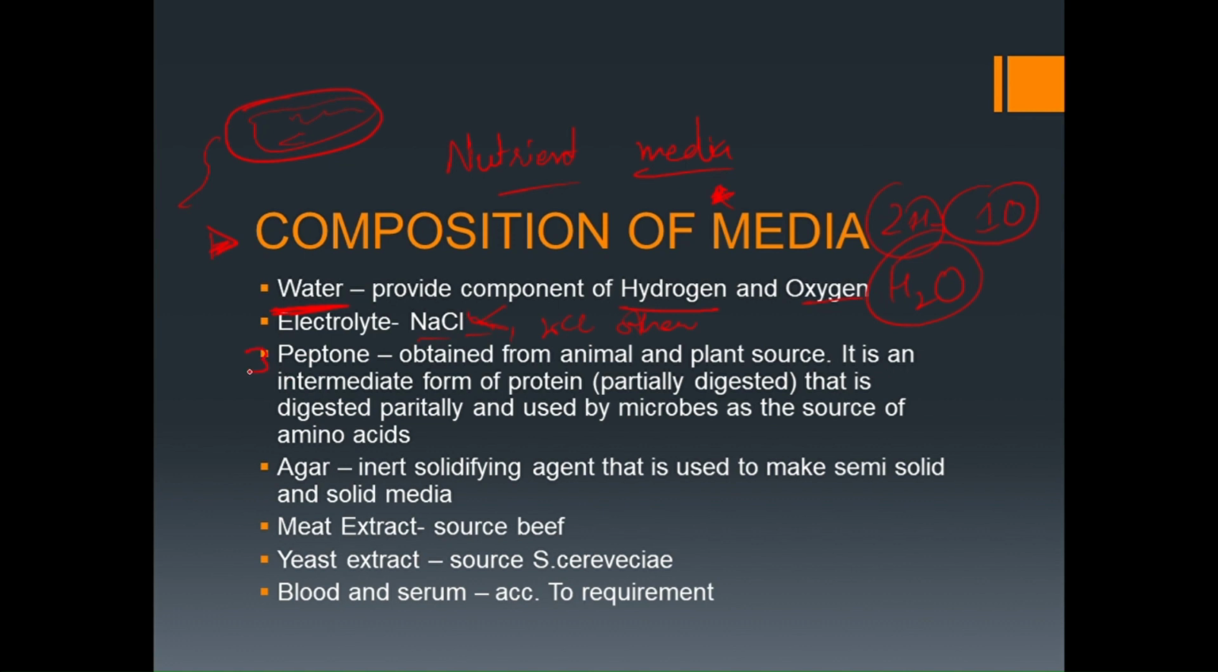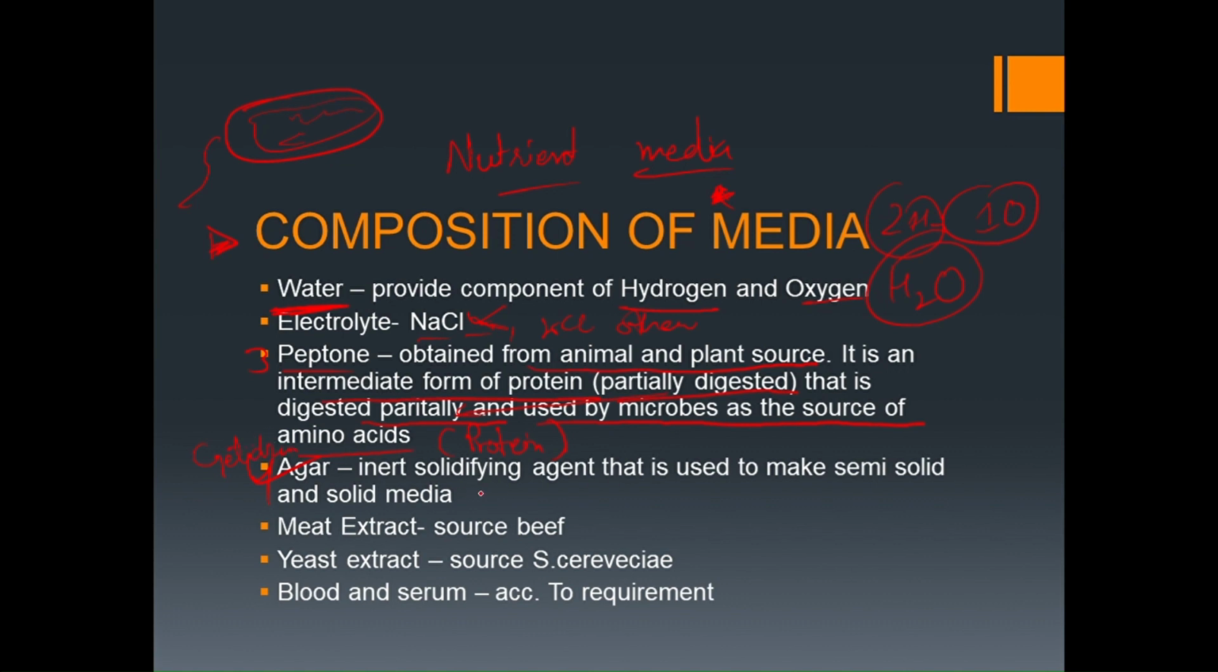The third is peptone. Peptone is partially digested protein. It is obtained from plant and animal sources, and it is an intermediate form of protein that is partially digested. It is used by microbes as a source of amino acids, or you can say protein. Now the fourth component is agar or gelatin.